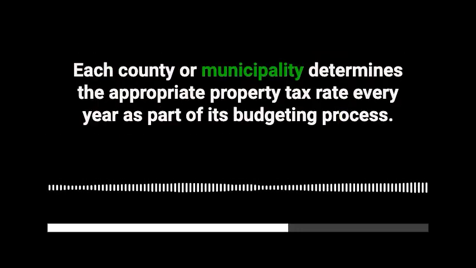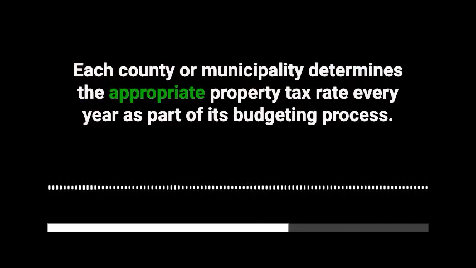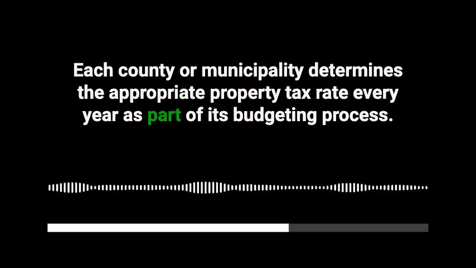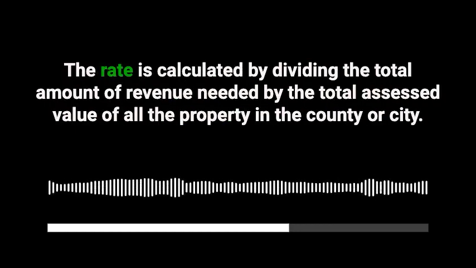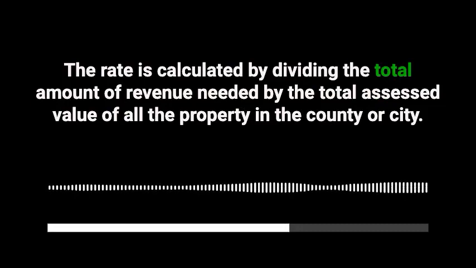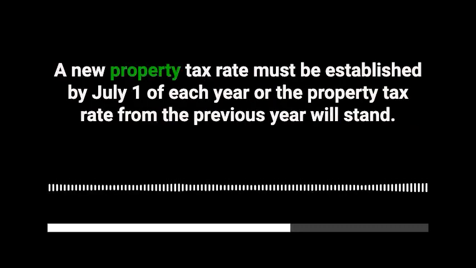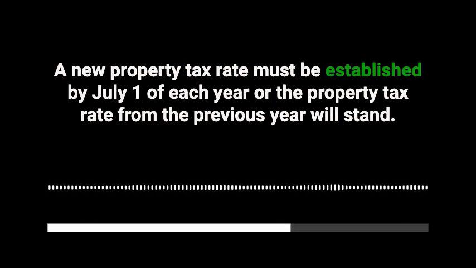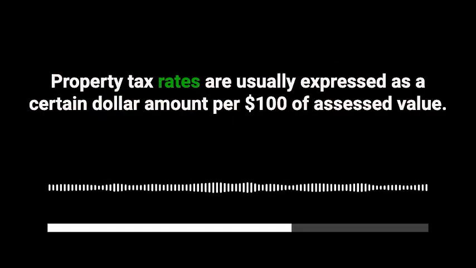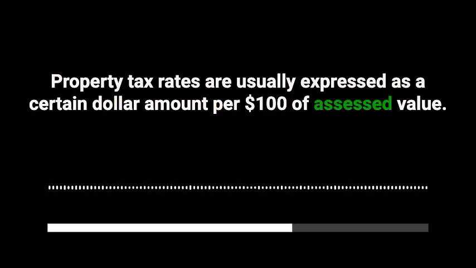Each county or municipality determines the appropriate property tax rate every year as part of its budgeting process. The rate is calculated by dividing the total amount of revenue needed by the total assessed value of all the property in the county or city. A new property tax rate must be established by July 1st of each year, or the property tax rate from the previous year will stand. Property tax rates are usually expressed as a certain dollar amount per $100 of assessed value.